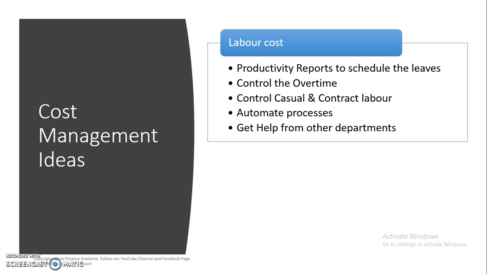And then you have other departments' help. Let's say the rooms division is busy and F&B is not so busy, so you can get help from other departments temporarily during the spikes, instead of hiring new or casual people, or scheduling more people into the same time. This is how the labor cost is managed.